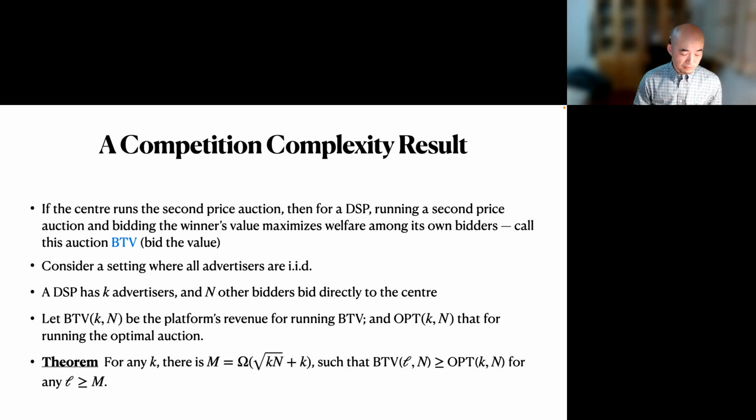So the competition complexity result we get is that if we fix the number of bidders outside the DSP, then we will need a certain number of bidders on the DSP in order to ensure that running BTV gets no less revenue than running OPT. And this is a bicriteria comparison. So if we consider BTV(L), meaning there are L bidders on the DSP, then if L is greater than or equal to essentially square root of Kn plus K, then the DSP's revenue is no less than running the profit maximizing auction with K advertisers.